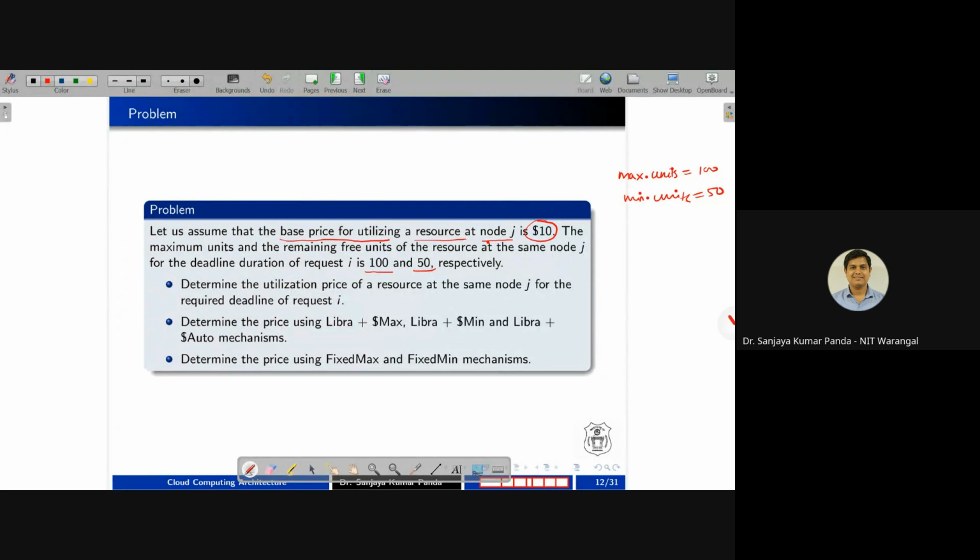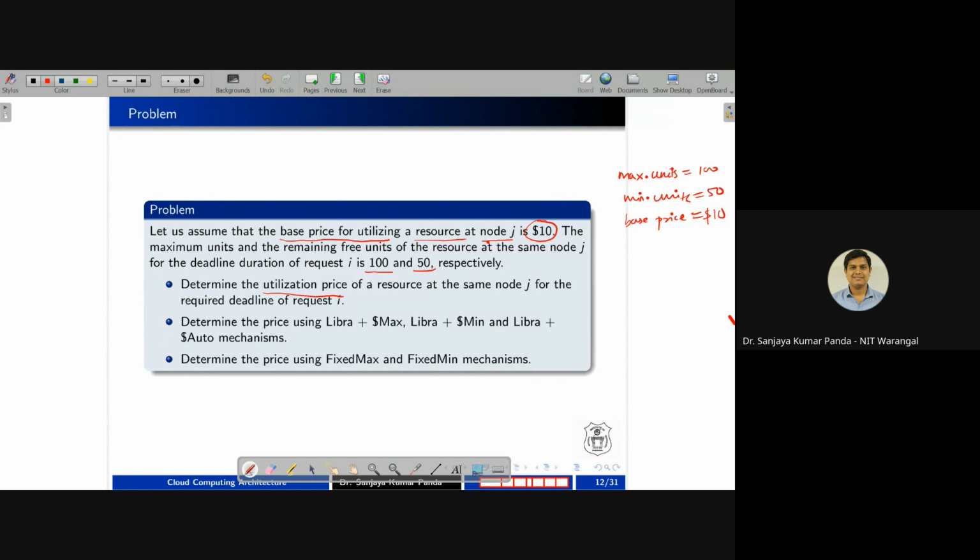The base price is given because only with the base price are we going to calculate the dynamic component part, right? Because it is a factor of base price. So base price is $10. Okay, now what are we going to do? It is asking us 3 questions. The first question is to determine the utilization price of a resource at the same node J. Okay, we are considering a particular node J for the required deadline of the request type. We have to calculate the utilization price.